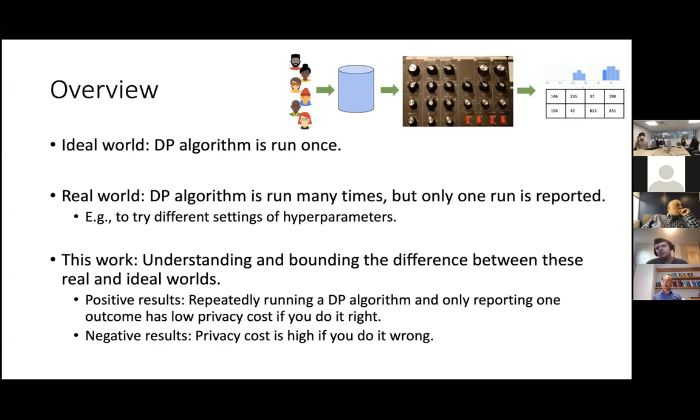On the positive side, we do show that there's not a high privacy cost for doing this if you do it right. If you're a little bit careful, you can run your algorithm many times and only report the best outcome. The privacy cost is going to increase, but it's not going to be catastrophic. But if you are not careful, it can actually increase a lot.